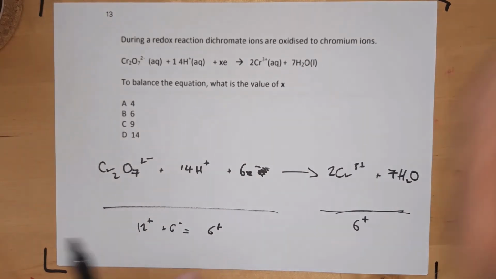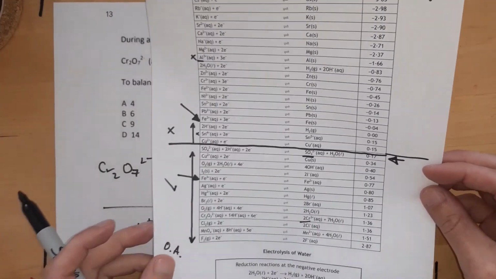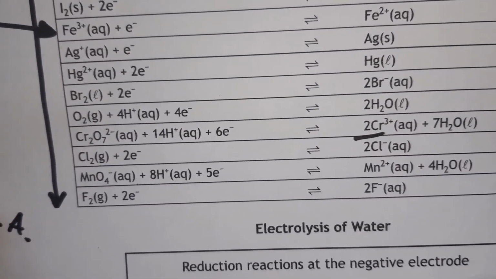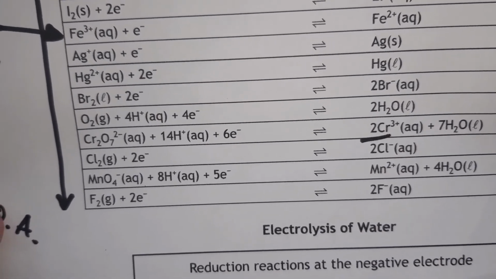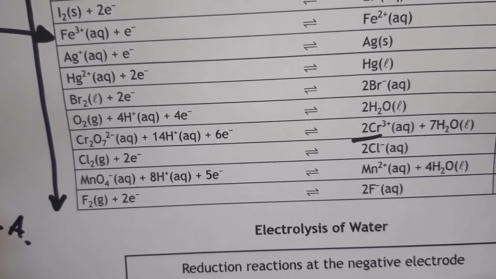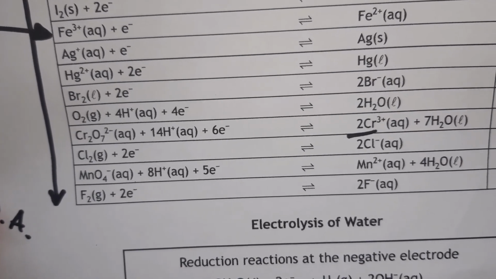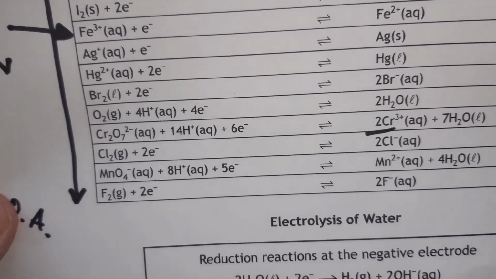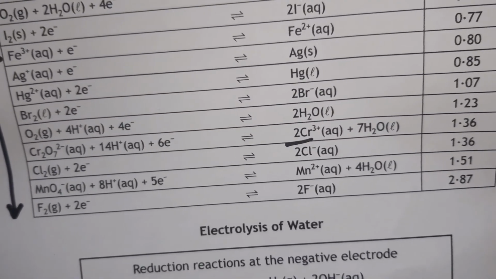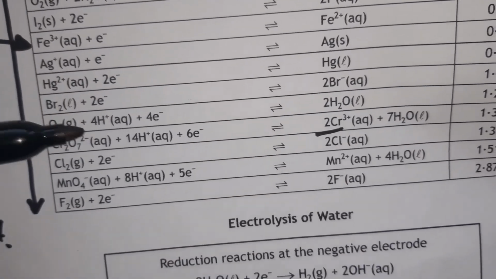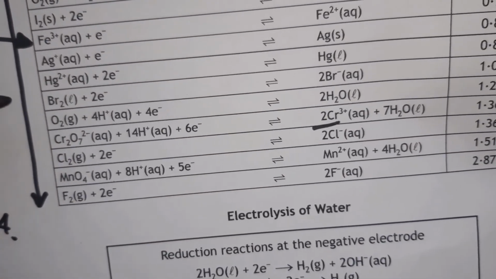Quick way to do it: find that in the data book. Let's lift this equation up so you can see it. There we go, it's the fourth one from the bottom. So Cr2O7 2- plus 14H+ plus 6e-. So it might be worth just checking your data book whenever you get a question like this, because we do have quite a few of them down here.